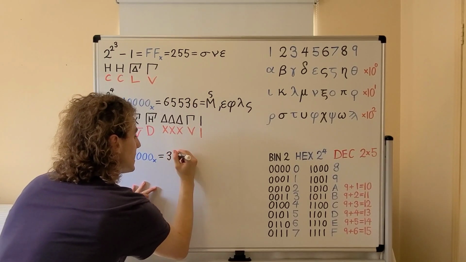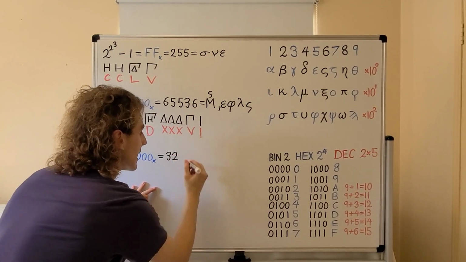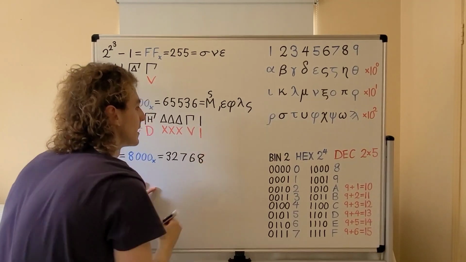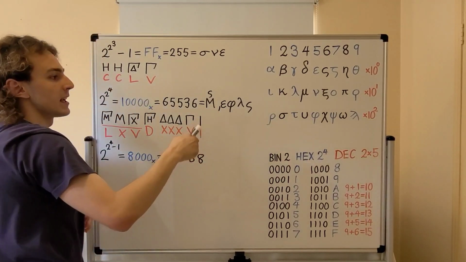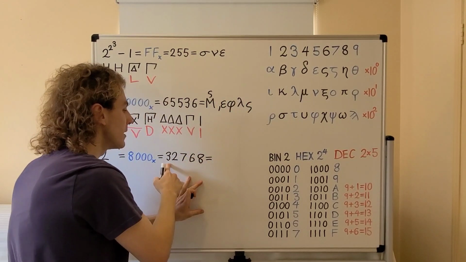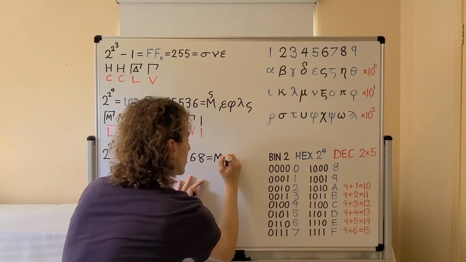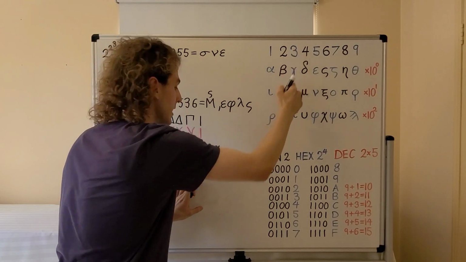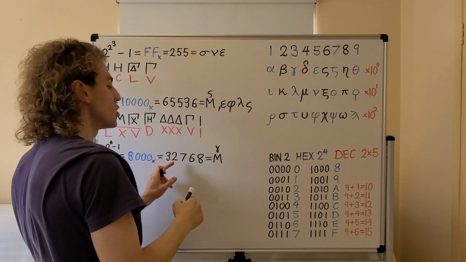That is 32,768. How are we going to write this using the Greek alphabetic numeral system? Well, we have 3 myriads. So we write mu for myriad, and then we put a gamma above. So gamma represents 3. Then we need 2,000.